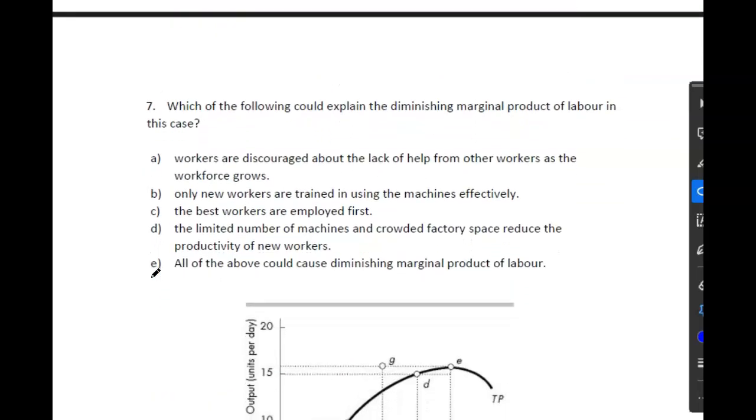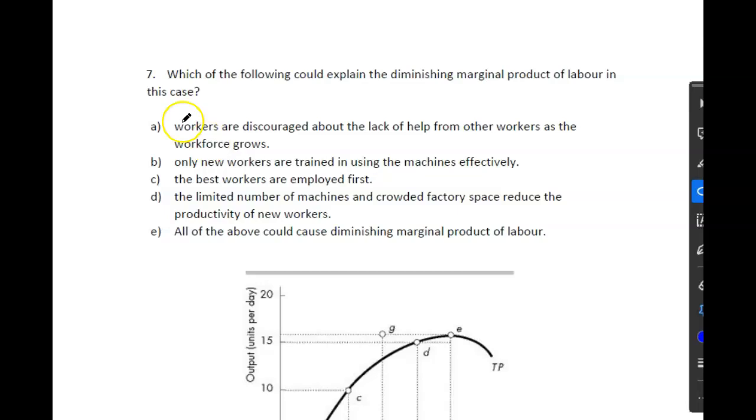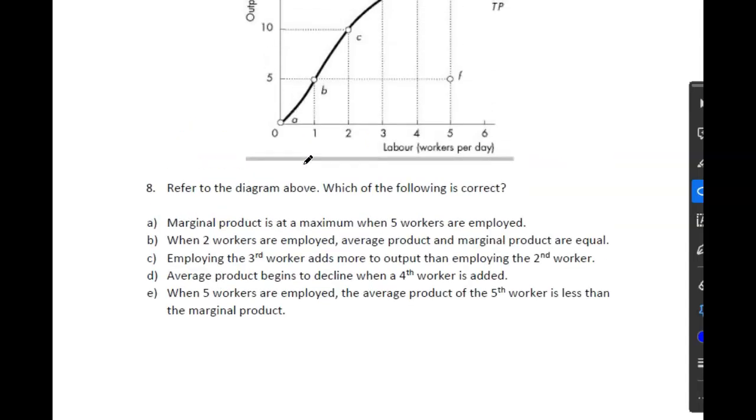Question 7. Which of the following explain diminishing marginal product of labor? Workers are discouraged. Only workers are trained. All of the above, right? When you add too many workers, these are the problems you face. All of the above.